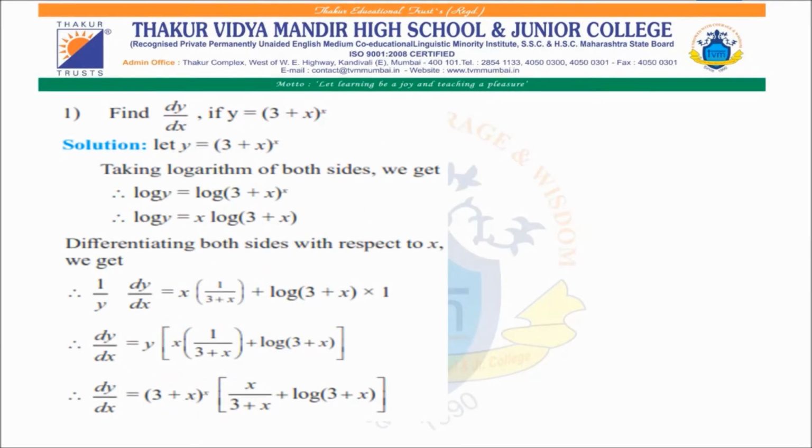Now see example 1. Find dy by dx if y equals (3 plus x) raised to x. Here it is given in the form of function raised to function. That means 3 plus x is a function and also x is a function. Now let y equals (3 plus x) raised to x. The first step is we have to take log on both sides. Therefore we write, taking log on both sides, we get log y equals log of (3 plus x) raised to x.